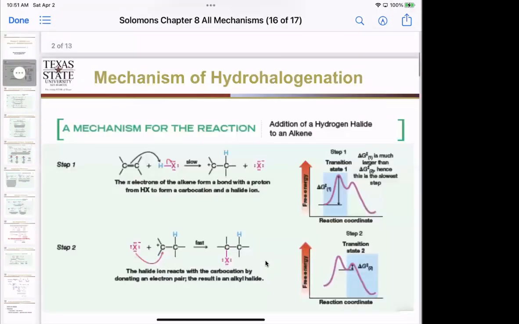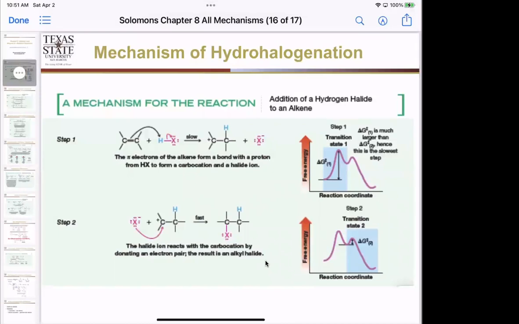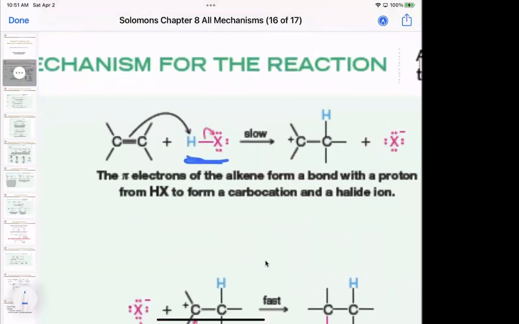So the first one we talked about was the mechanism for hydrohalogenation. What we said in hydrohalogenation was the double bond is acting as the nucleophile to get to the partially positive side of our acid, and that's going to be the hydrogen. So our pi electrons are going to reach out and create a new sigma bond, both of those pi electrons, with the hydrogen, and then the two electrons between the hydrogen and the halogen are going to go onto there, creating our new nucleophile.